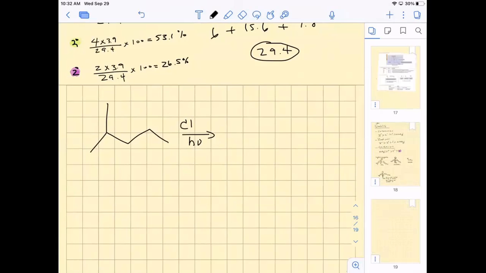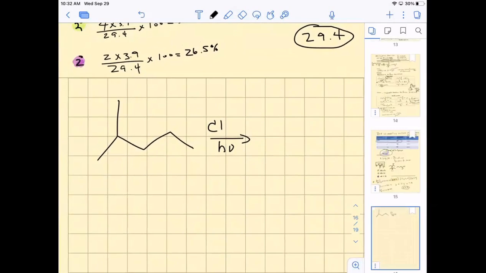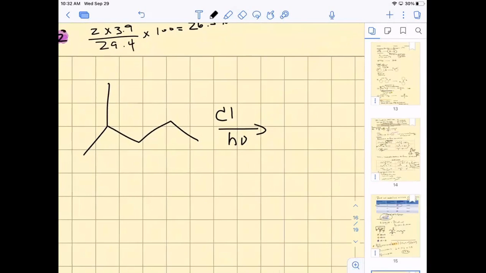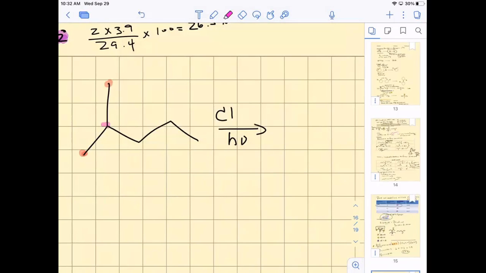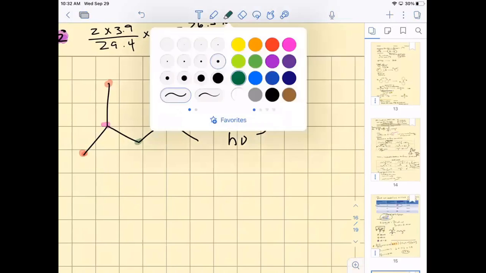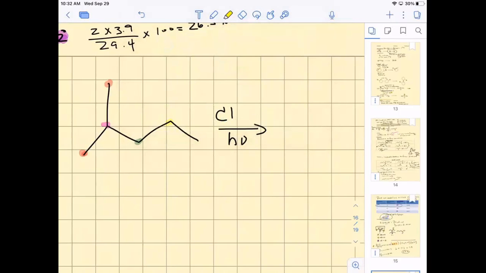So this is not symmetrical, right? The only part that's symmetrical is these two carbons. Everything else is fair game. So you have to put one here, here, here, and here. All of those are going to give you different products.